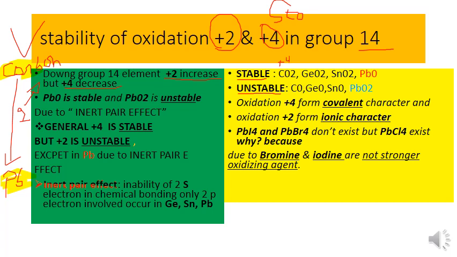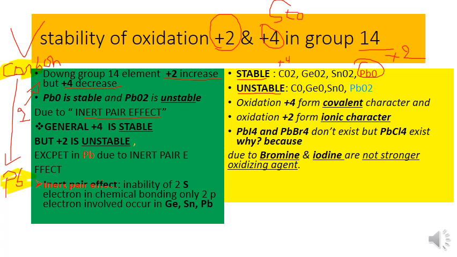Yes, +4 is stable in this compound, but here lead is stable only in +2. This means that lead is stable only in +2, but +4 is not stable. Why? Due to the inert pair effect. This inert pair effect causes lead +2 to be stable rather than +4.